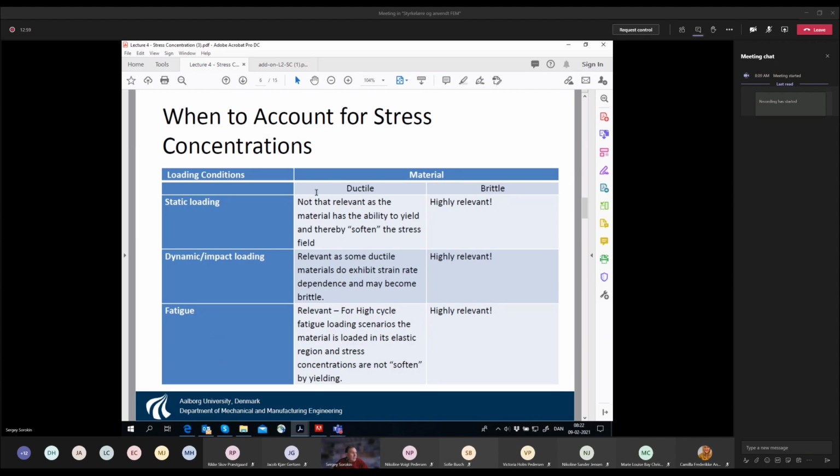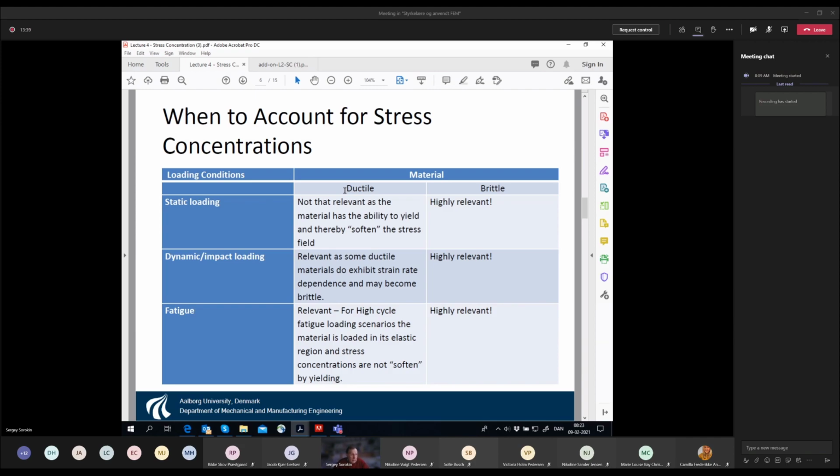The stress concentration is very dangerous for all kinds of loading: for static loading, for dynamic, and for fatigue. But it is especially critical when we consider brittle material. So for statics, dynamics, and fatigue, if we have brittle material, then we are in real danger. Then if we do the static loading of the ductile material, then it's something we can tolerate, but I will explain with some extra diagrams in a second.